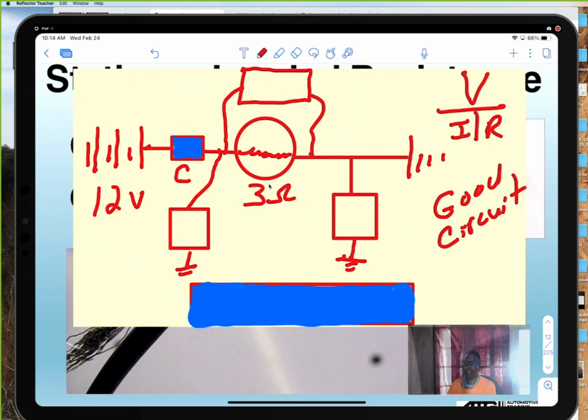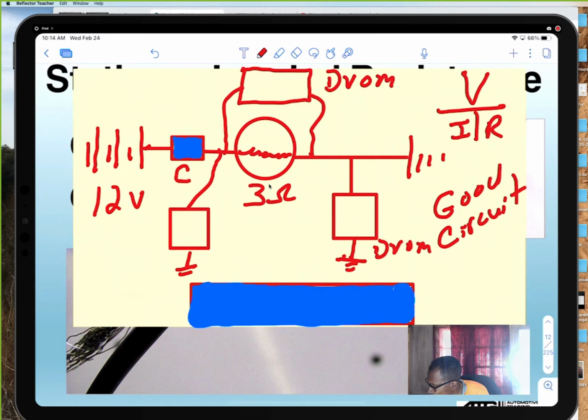This is a good circuit. Now, in a good circuit, we're missing what? And is this a series circuit or parallel circuit? Series circuit, exactly. And I've got 3 ohms. We need the amperage. A voltmeter here and a voltmeter there. Now, DVOM means digital volt ohmmeter. You might hear the term DMM also, as digital multimeter.